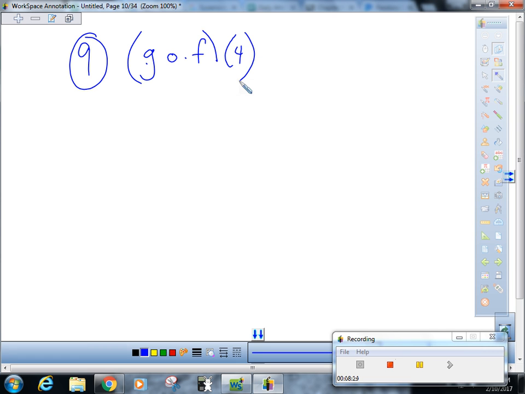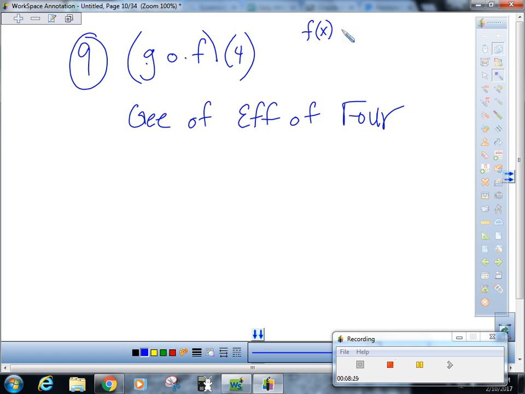Okay, so first today is the 10th. Let me show you how to say that. You say that G of F of 4. Okay? That's how you say it. G of F of 4. Okay? So in this problem, what is F of X? F of 4. Okay, that's true. All right, what's F of X? And what's G of X?